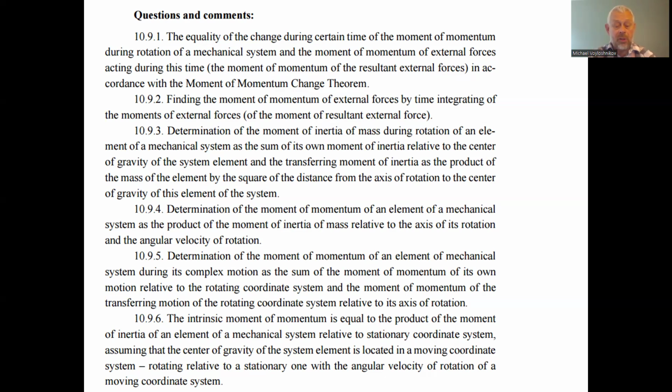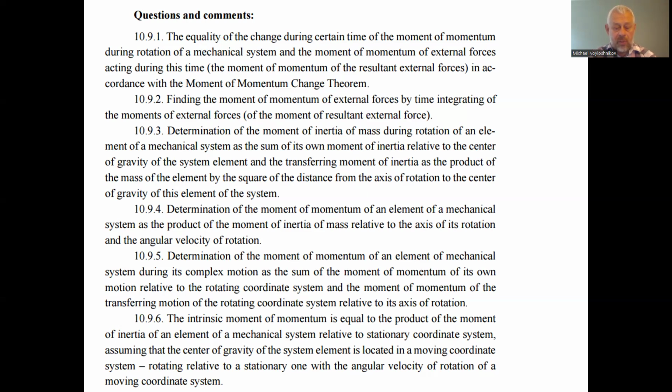10.9.4: determination of the moment of momentum of an element of a mechanical system as a product of the moment of inertia of the mass relative to the axis of its rotation and the angular velocity of rotation. Yes, this is the definition of the moment of momentum, or kinetic moment, or the moment of the amount of motion of the element of the mechanical system. To find that, we have to find the characteristic of rotational inertia, like the moment of inertia of the element of the mechanical system, and multiply it by the angular velocity. This will be the vector magnitude. We can find as well the components and projections on the coordinate axes, and the components, projections of this momentum vector, in the next.